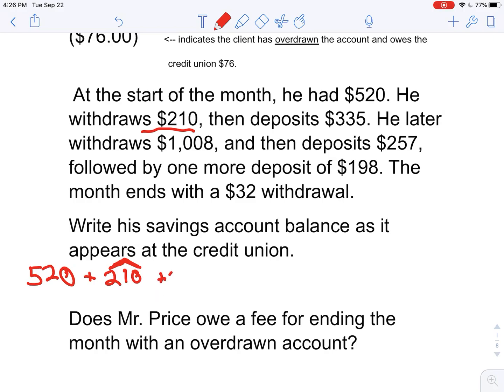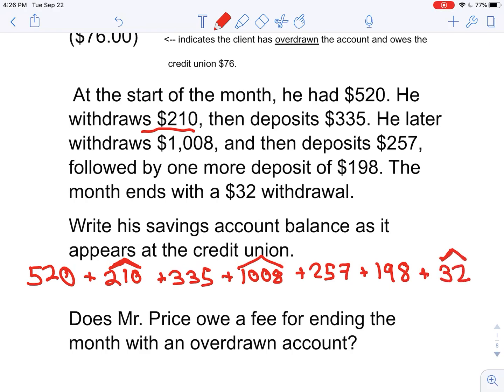Where are we? Oh, deposits $335. Ooh, that's good. Withdraws $1,008. Oh boy. So that's kind of like subtracting, right? Or I could say adding a negative. All right, and then depositing $257 and depositing $198, and oops, there's a $32 withdrawal, so I could add a negative 32.